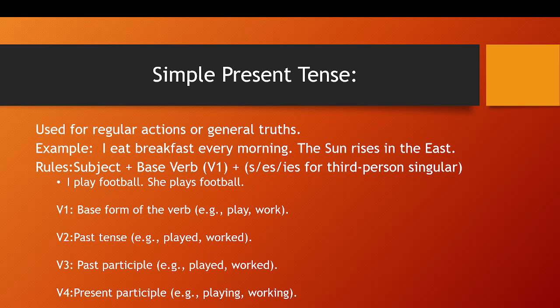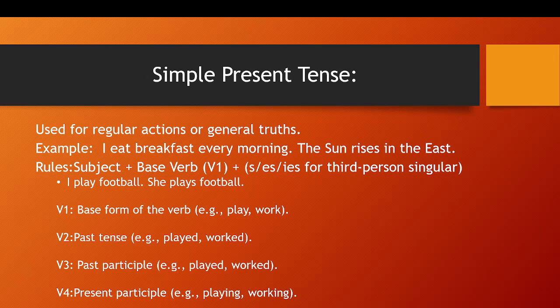Then simple present tense. The simple present tense is used for regular action or general truth. For example, I eat breakfast every morning. The sun rises in the east. These sentences show the action of simple present tense. These incidents happen daily. We have to follow certain rules to use simple present tense.